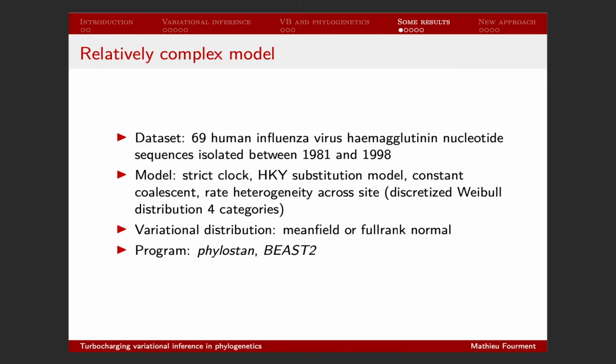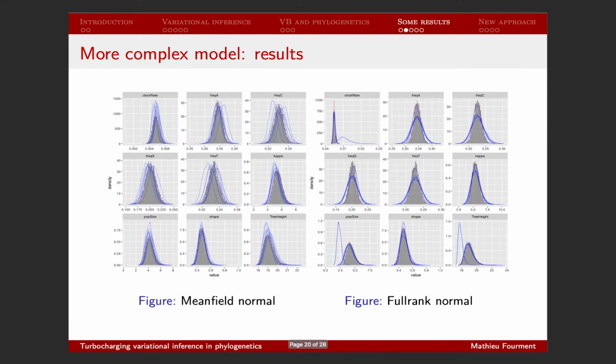I'm going to show you an example on a data set. It's a small data set. It's only 69 sequences. The model is quite simple too. It's just a strict clock. So we also estimate the divergence times. We've got an HKY model, a constant size coalescent prior on the tree topology, and also we have some rate heterogeneity across sites. And I tried both the mean field and the full rank normal distributions, and that's using phylostan.